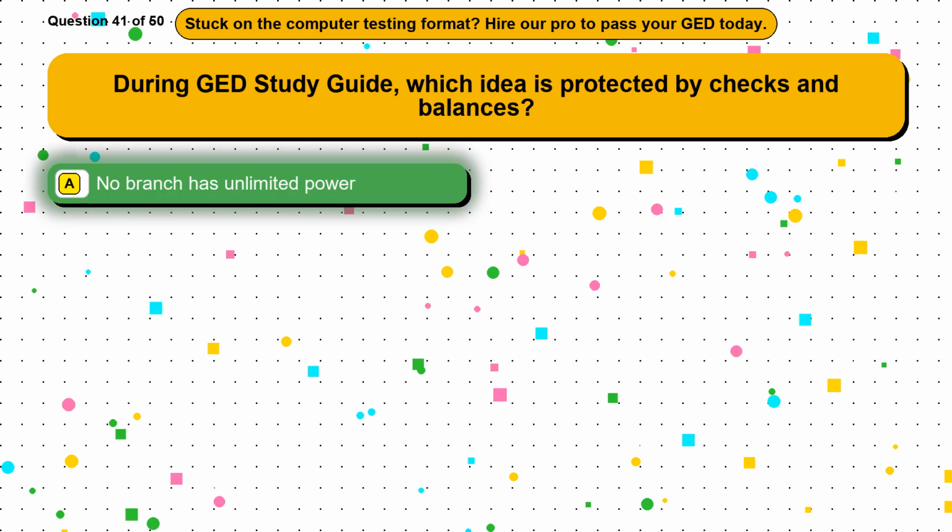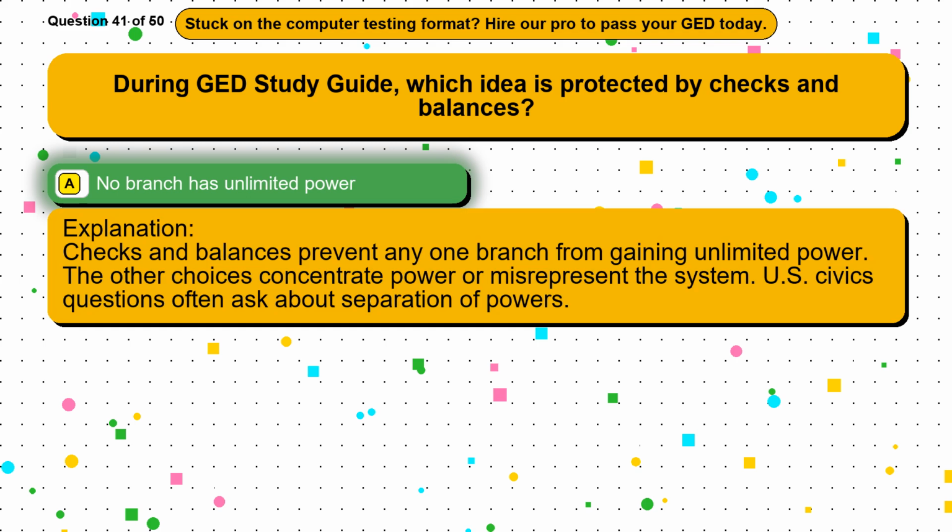The correct answer is option A. No branch has unlimited power. Checks and balances prevent any one branch from gaining unlimited power. The other choices concentrate power or misrepresent the system. U.S. civics questions often ask about separation of powers.